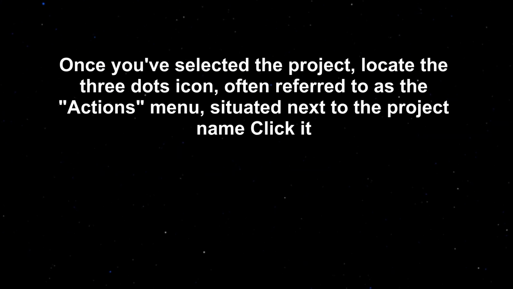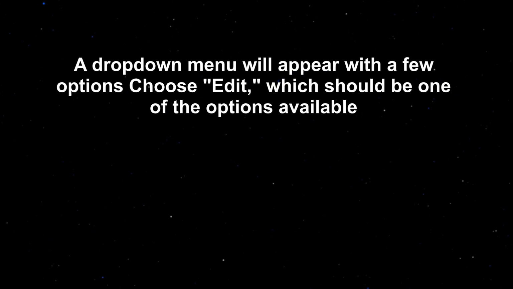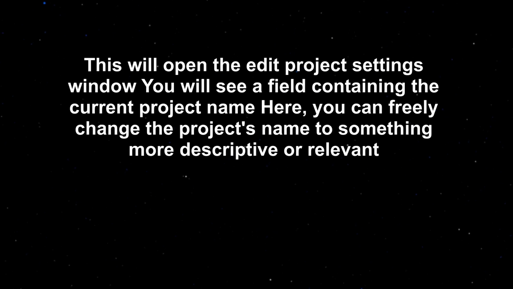Once you've selected the project, locate the three dots icon, often referred to as the Actions menu, situated next to the project name. Click it. A drop-down menu will appear with a few options. Choose Edit, which should be one of the options available. This will open the Edit Project Settings window.